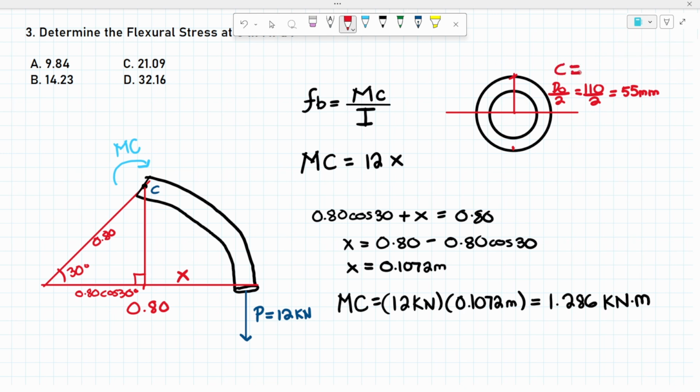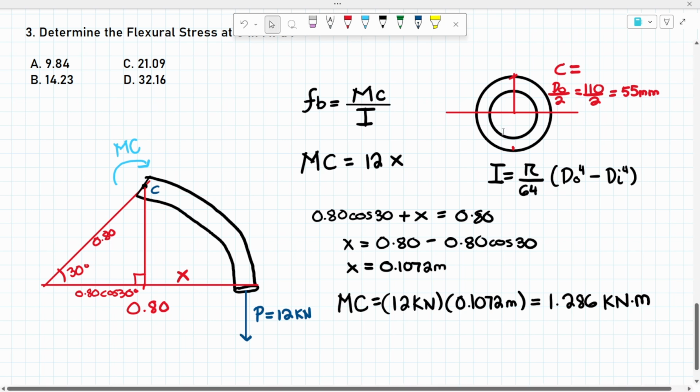How about your I? Your I is simply the moment of inertia of a hollow circular section. So the moment of inertia, that is pi over 64, di ba? For circular, that is pi over 64. Then d outer raised to 4 minus d inner raised to 4. Okay, we will just direct this in the equation. So let us solve for FB.